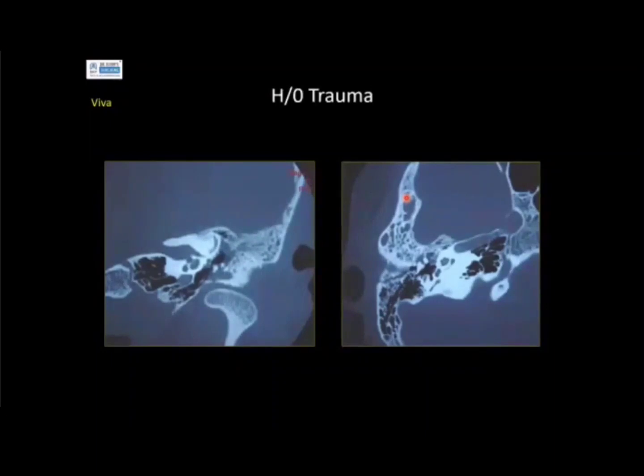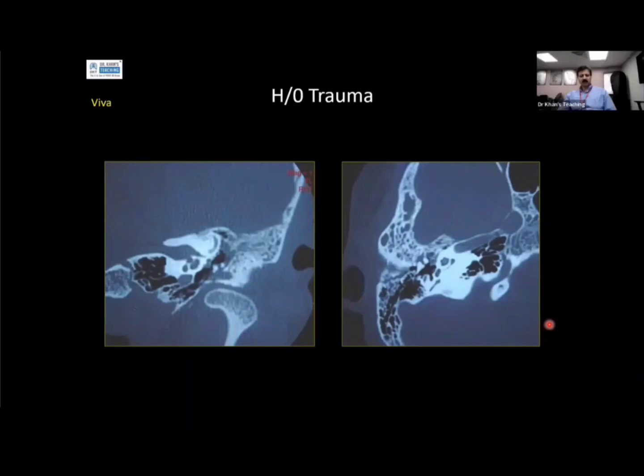I see that there is a transverse fracture of the right temporal bone with some fluid within the mastoid cells. There is no ossicular discontinuity. What is happening here? This is the key finding which I wanted you to pick up. The head of the malleus is dislodged.